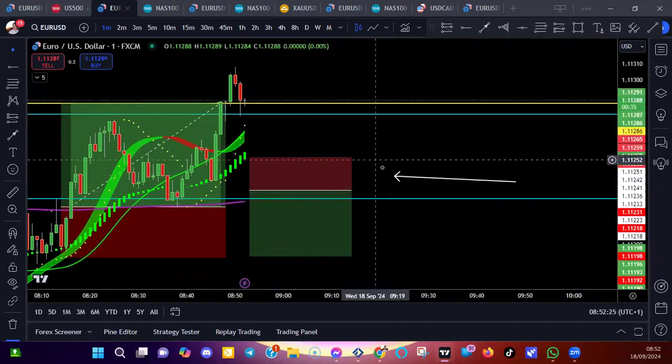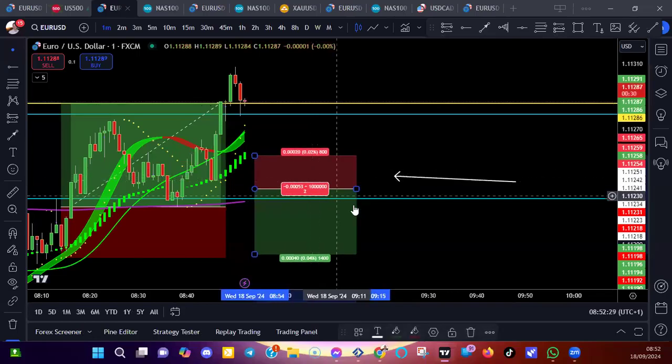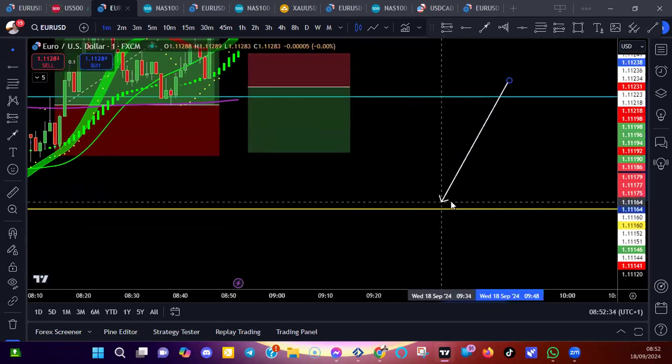But we are now in a sell zone. And as you can see, the buy zone is down here.